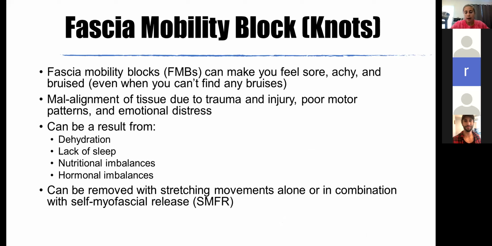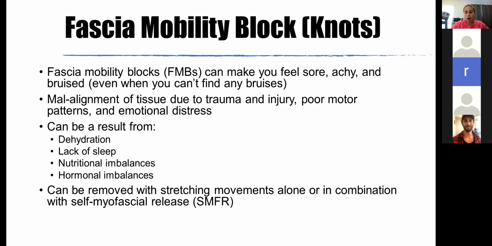So this is where, when you're rolling, either on the foam roller or on the ball, you might get to a spot where it feels like there's a bruise there. There's no bruise. You look, there's no bruise, right? So you might feel sore and achy in a certain area, and this can be called a fascia mobility block, or we can call it knots, right? You might feel a knot somewhere.